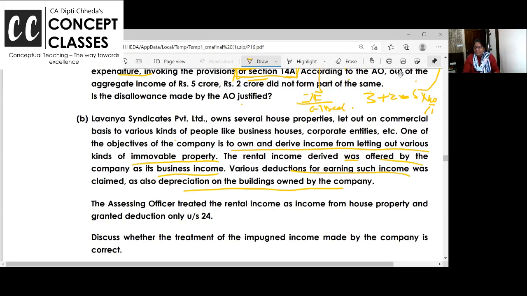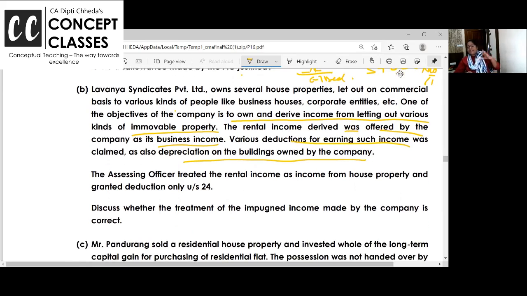Various deductions were claimed. See, if you take rental income, your main source of income is rental income, renting out 8-9 properties. And if you claim it on the business side, the benefit is you can claim depreciation of those buildings, interest, salary, many other expenditure. Whereas if you are taxed under house property, only deductions: municipal tax, NAV, interest, and standard deduction. So the AO treated the rental income as house property. Discuss whether the treatment of income by the company is correct.